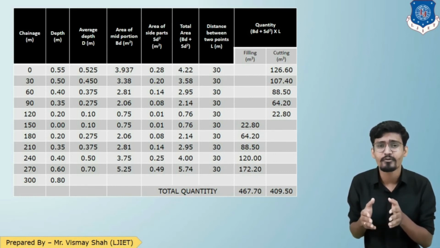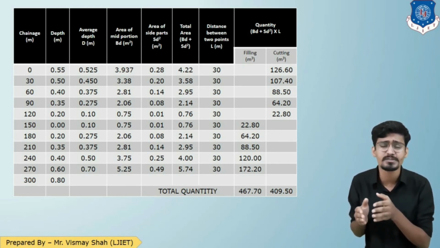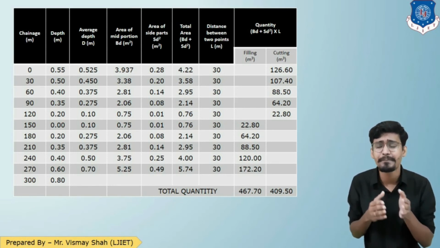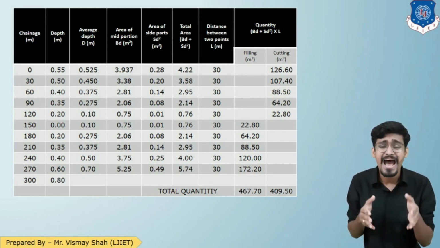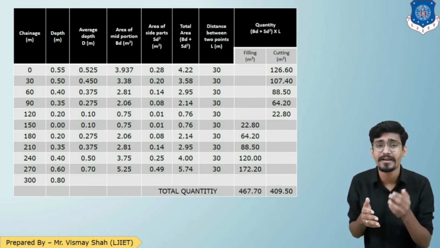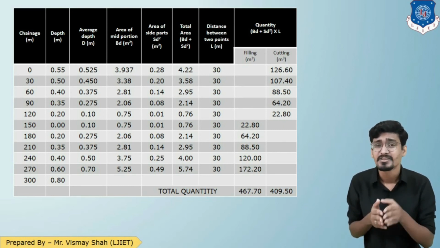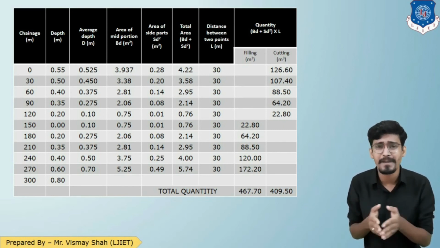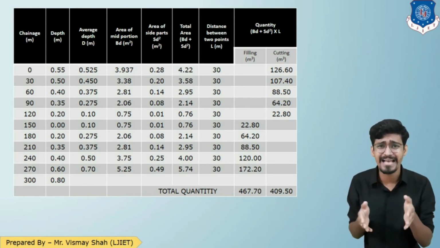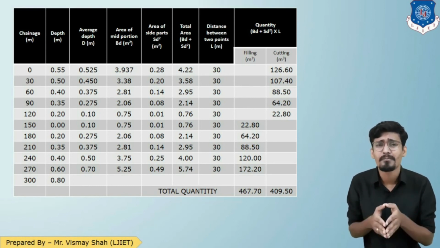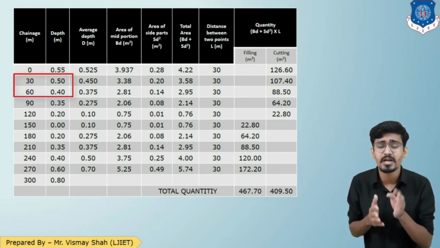Now the side portion, S is your 1, so S D square. So D square, 0.525 square, that will be 0.28. Now we need to add this 3.93 plus 0.28. So BD plus SD square will give 4.22. Now the distance between 2 points, 0 and 30, is 30. So we have the area, we have the length, multiplying, we'll get the quantity as 126.60 cubic meter.